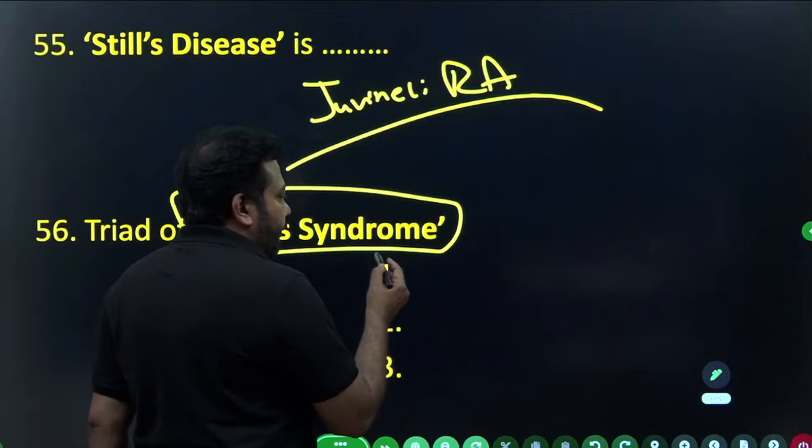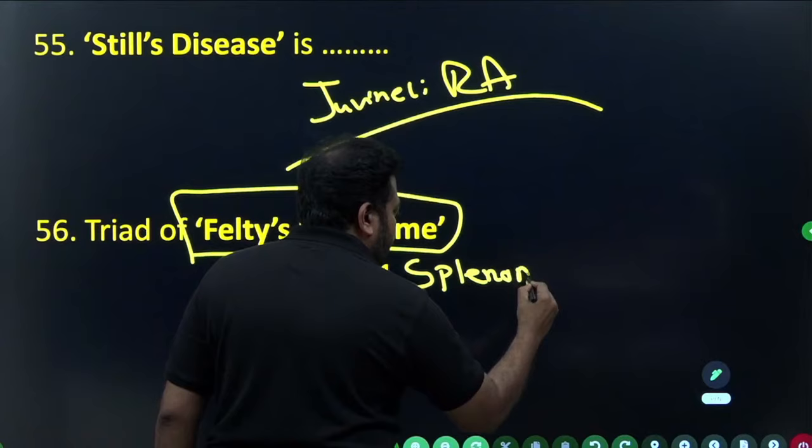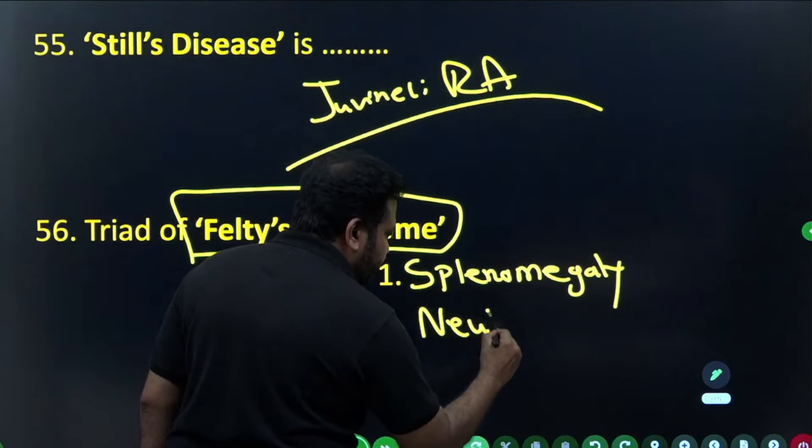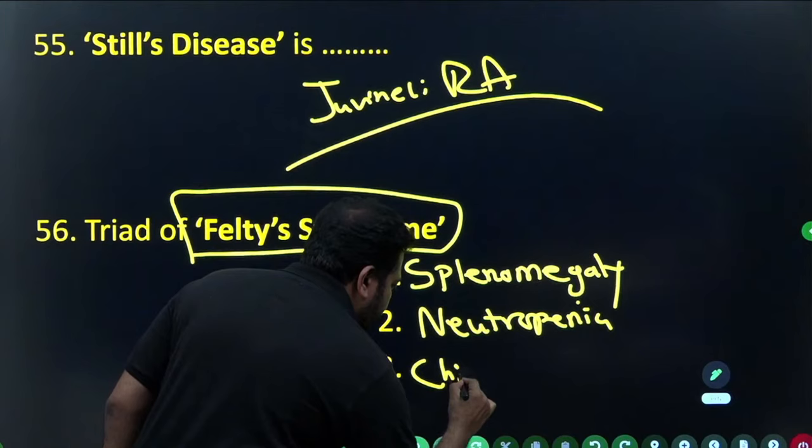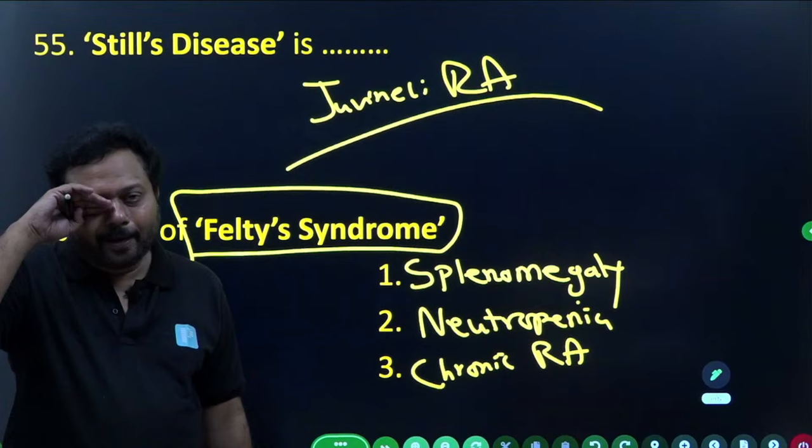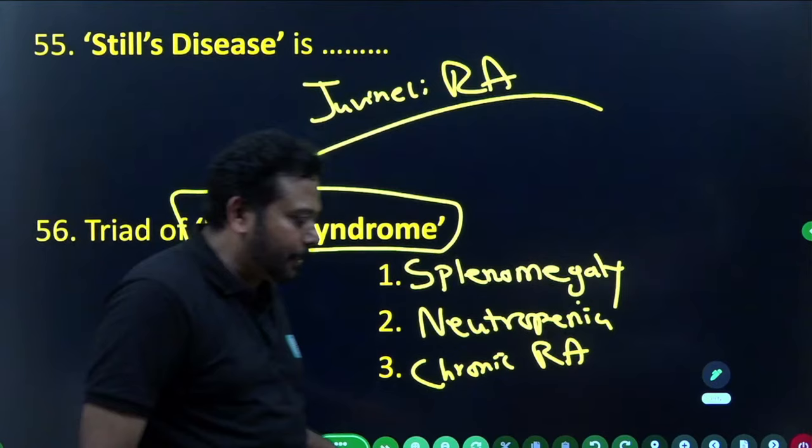Felty syndrome, the triad is splenomegaly, neutropenia, chronic rheumatoid arthritis. So what do you mean by Felty syndrome? It is splenomegaly, neutropenia, chronic rheumatoid arthritis. This is the triad, classical triad of Felty syndrome.